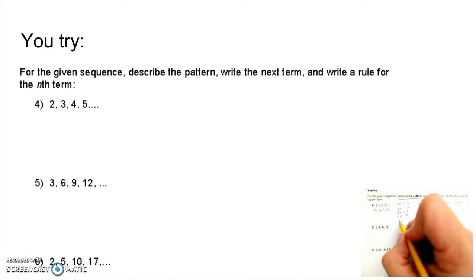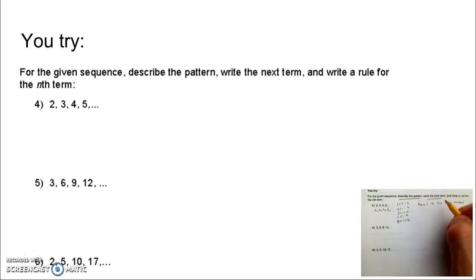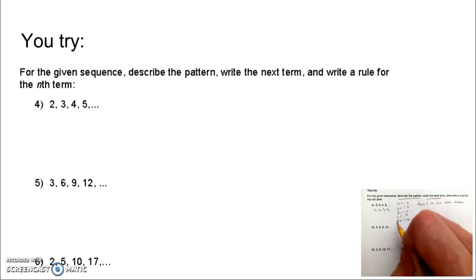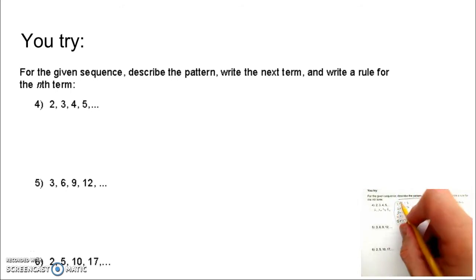To write the next term, well, that's 5 plus 1 is going to be 6. And then write a rule for the nth term. So a sub n equals, well, I can see here's my n value.